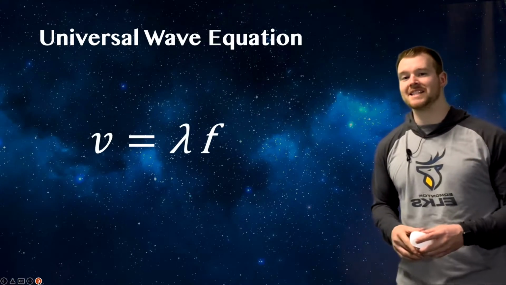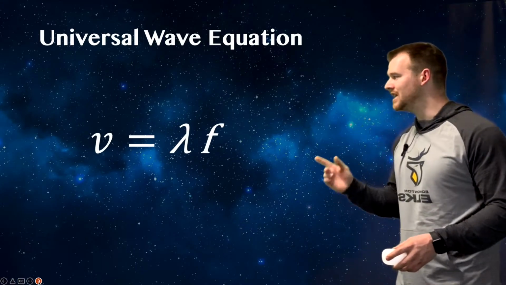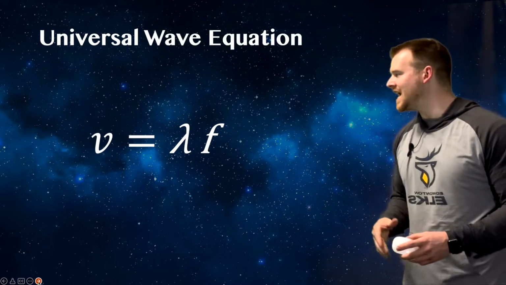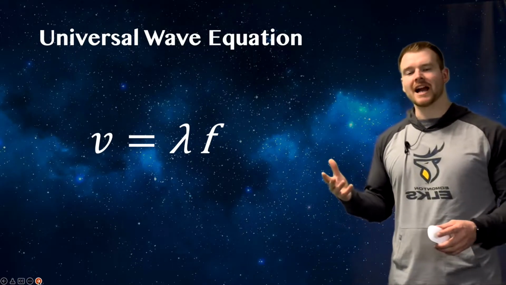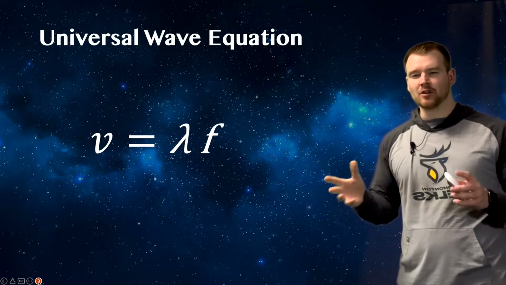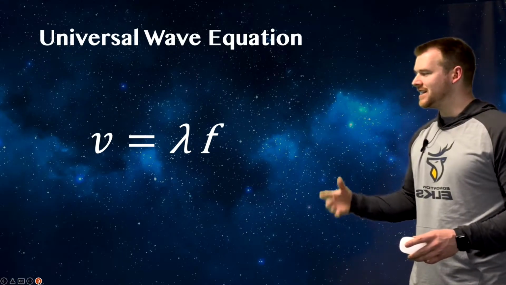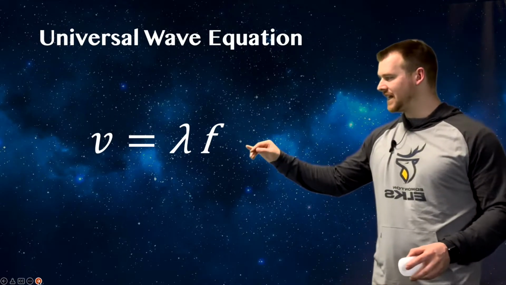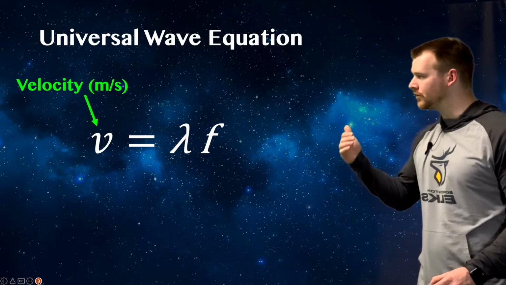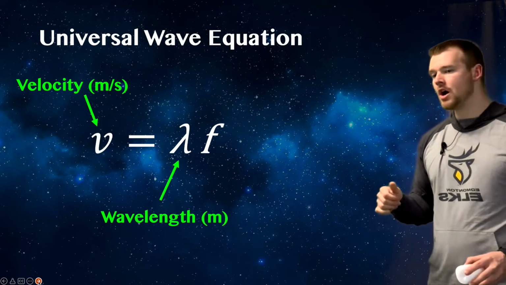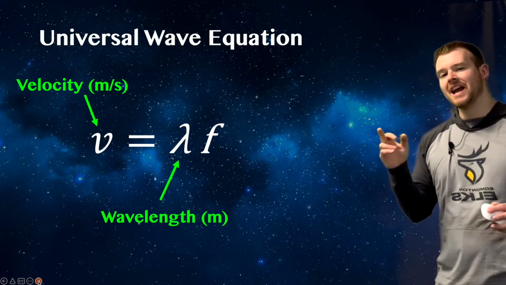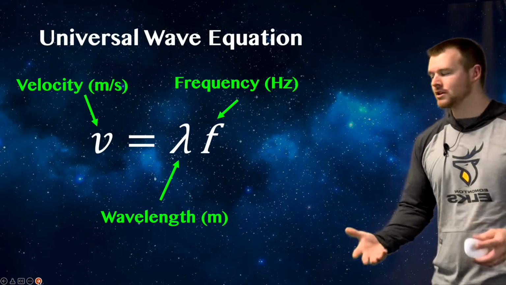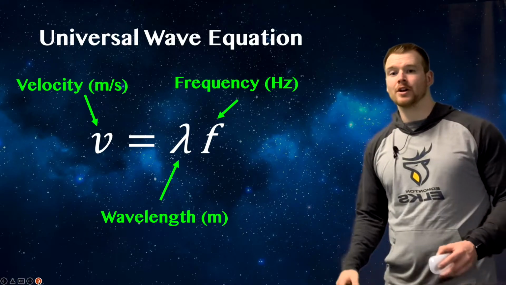Its formula is v = λf. Lambda is a bit of a new symbol for us to see in this course. Lambda means wavelength. It kind of looks like a weird shaped N or kind of like an H, and it stands for wavelength. f being frequency and v being velocity. So velocity is going to be in meters per second, wavelength is going to be in meters, and frequency is kind of being in per second or cycles per second, which is also called hertz.